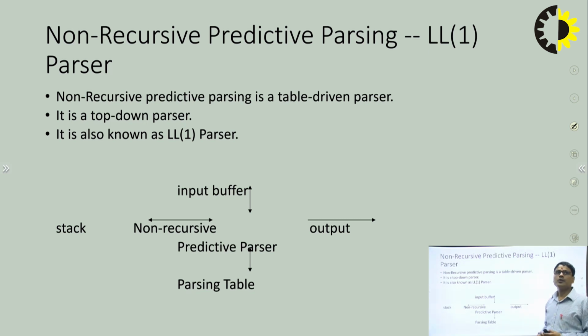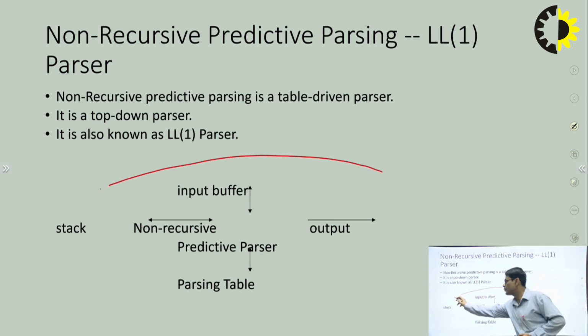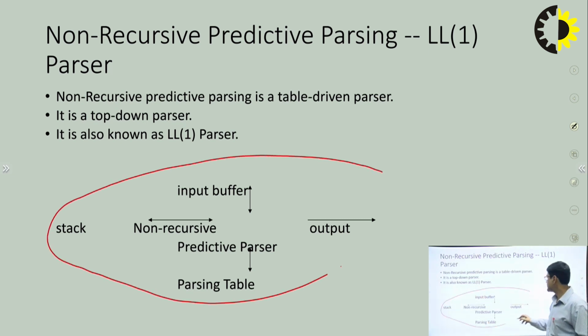Now we are talking about non-recursive predictive parsing. Non-recursive predictive parsing is a table-driven parser. So what is the process of this? This is the model for that. You can see this model. There is a stack.